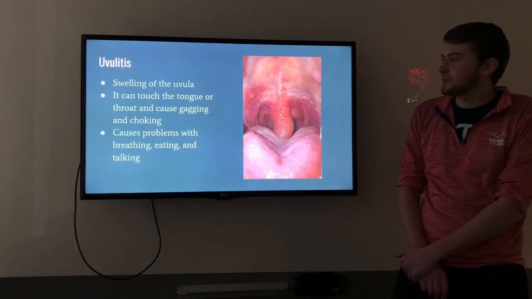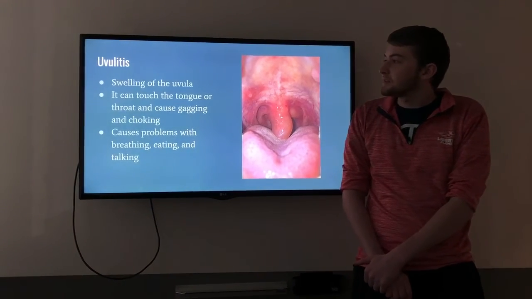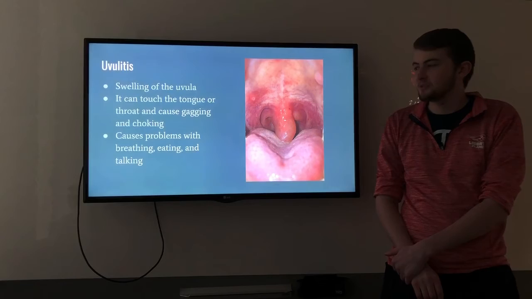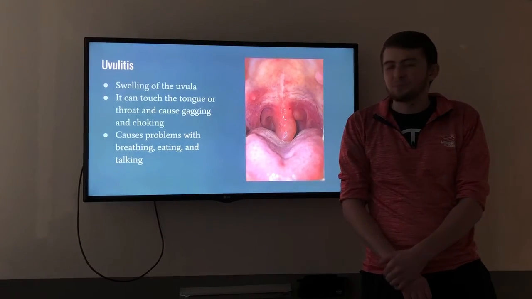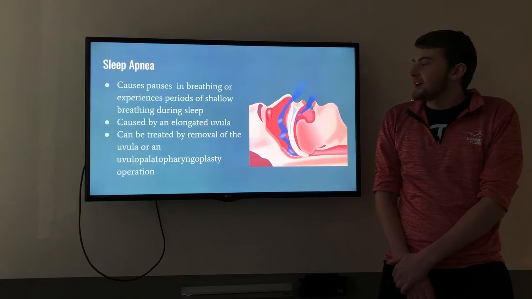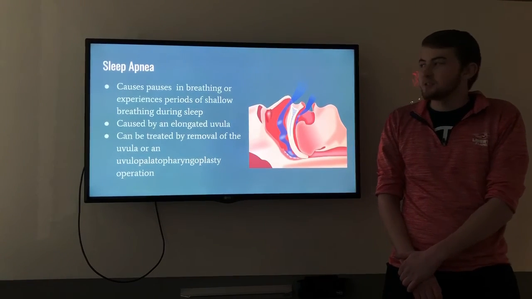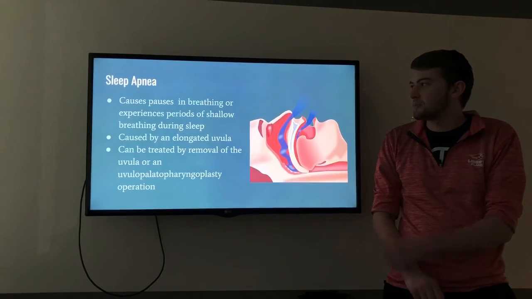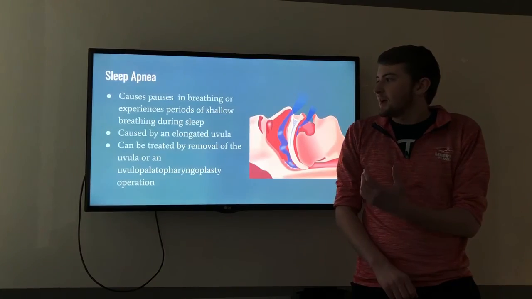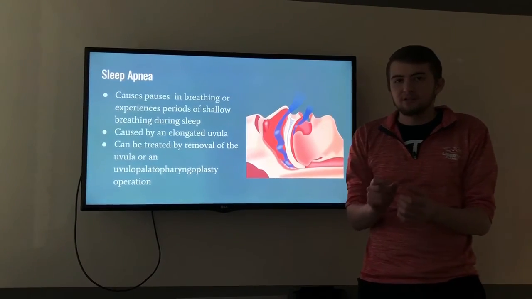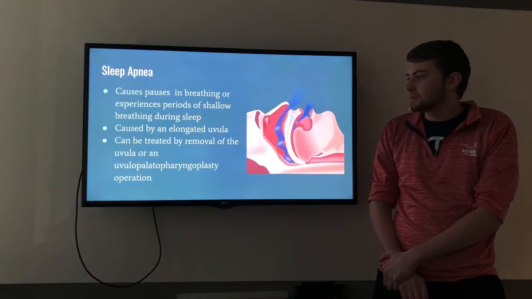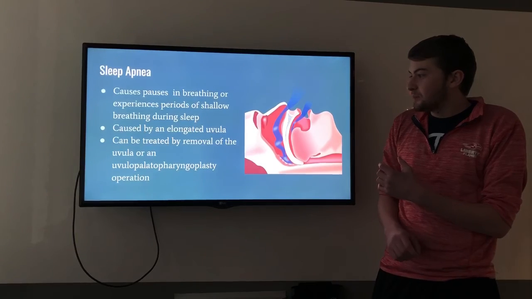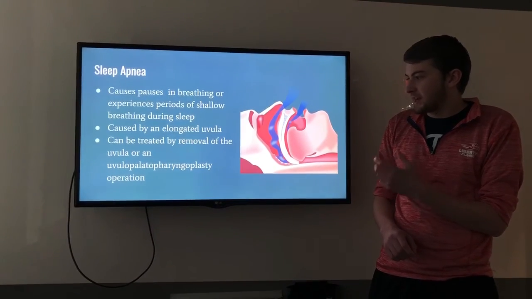One of the conditions is uvulitis, which is a swelling of your uvula that touches your tongue, which causes gagging and choking, and also causes problems with breathing, eating, and talking. One of the biggest conditions involving your uvula is sleep apnea, which causes problems in breathing when you're asleep. It's caused by an elongated uvula, so it's too long, and it can be treated with either removal of the uvula or parts of it, or a uvulopalatopharyngoplasty operation.